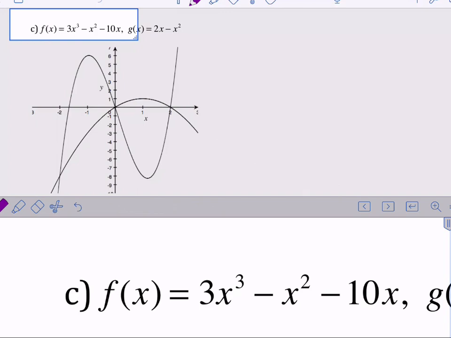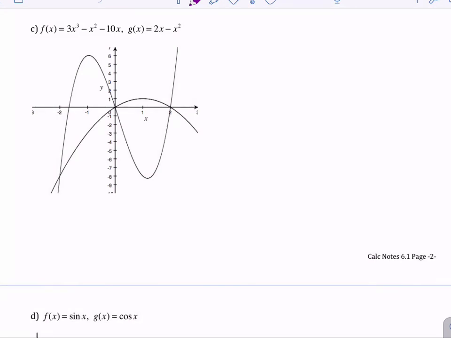All right, in our next example, we want to find the area of the region between the two intersecting curves. So we have f of x equals 3x cubed minus x squared minus 10x, and that's given by this curve right here. And g of x is 2x minus x squared, and that's given by this curve right here. So now when these two curves intersect, we actually have two different regions formed by the intersection. One of them is over here, and then the other one is over here.